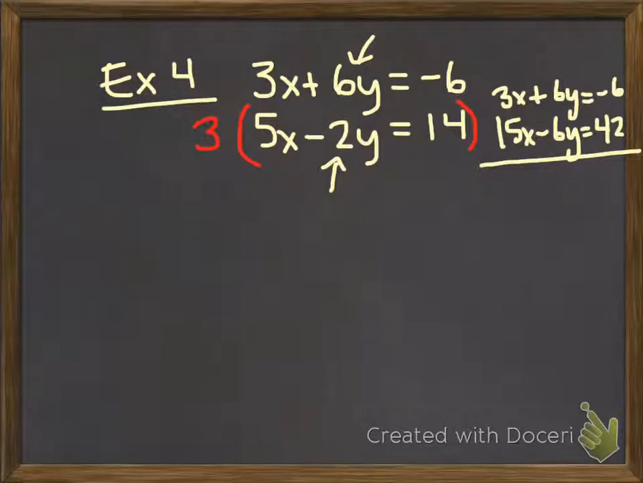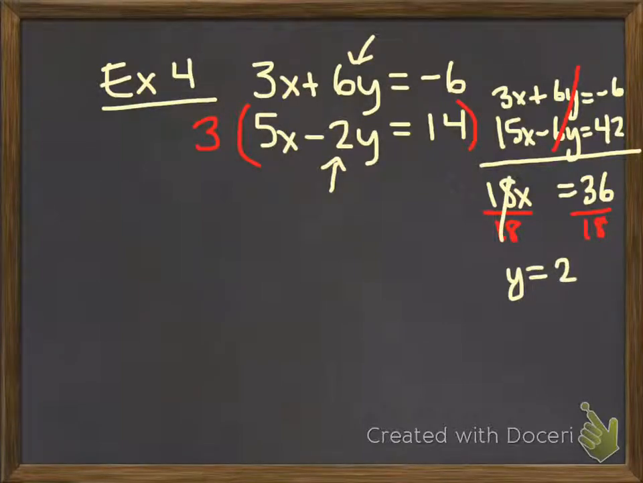Okay, 3x plus 15x is 18x. And then the 6y minus 6y is 0. And negative 6 plus 42 is positive 36. Okay, so 18x equals 36. Divide both sides by 18. And get x equals 2.